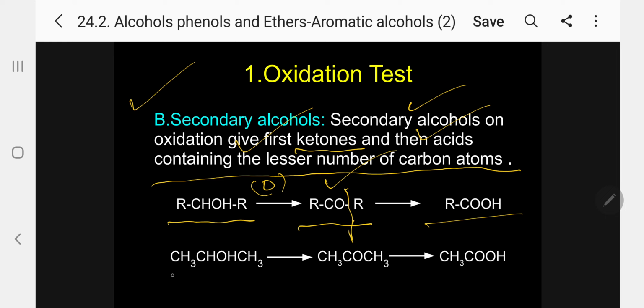Let me take a specific example, 2-propyl alcohol, that is propan-2-ol. So what will happen now? It gives a ketone. Primary alcohol undergoes oxidation to give aldehyde, secondary alcohol undergoes oxidation and gives ketone. After the ketone, it cleaves here. So we get acetic acid and formic acid. Formic acid is unstable, giving carbon dioxide and water. Please follow.